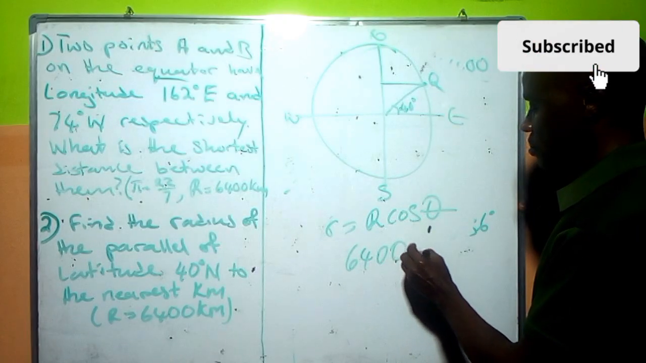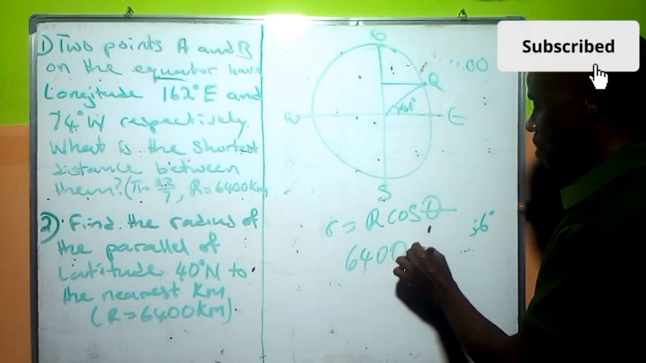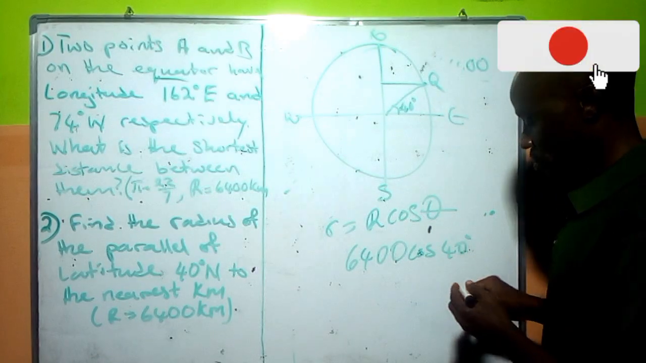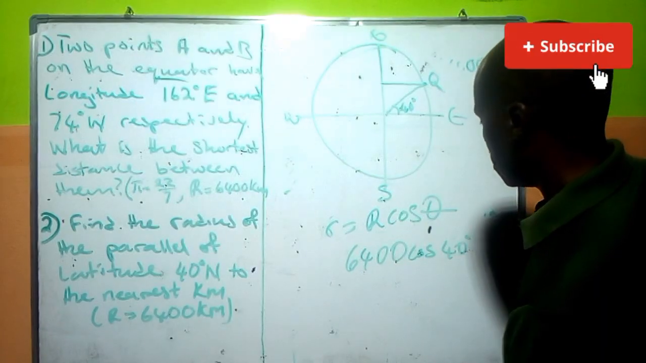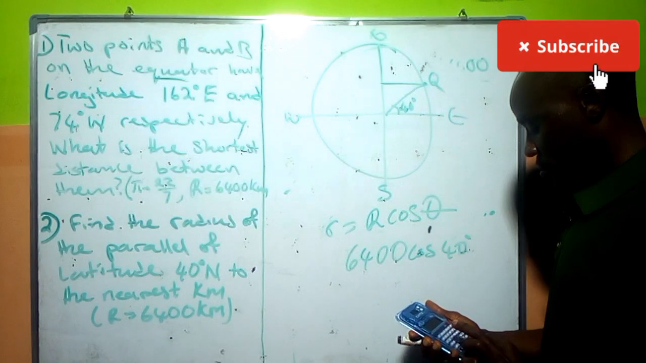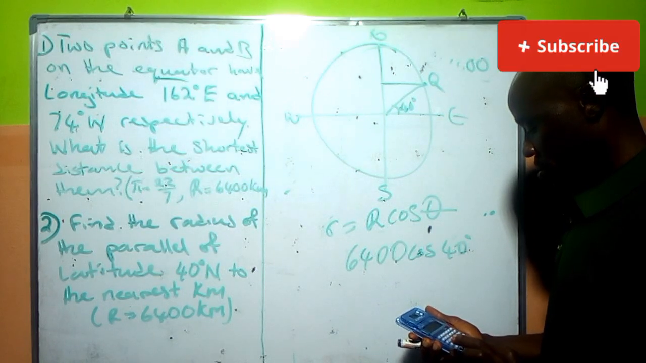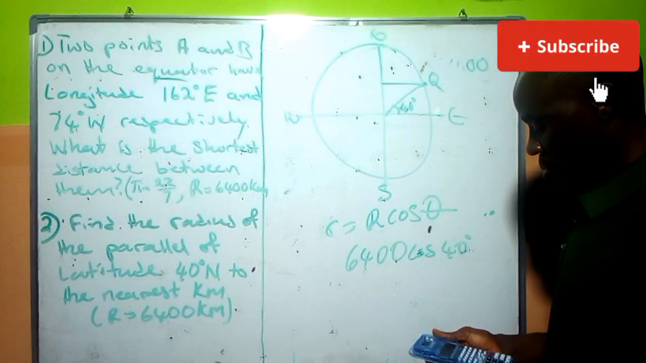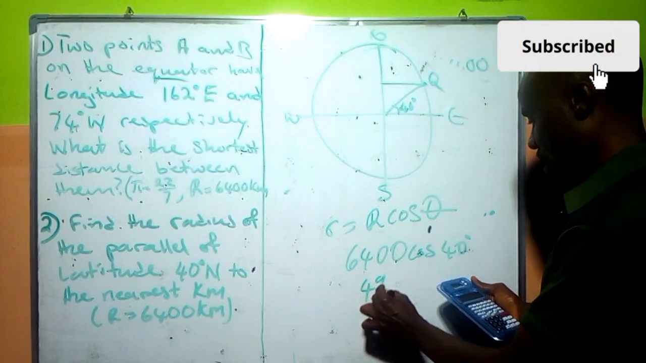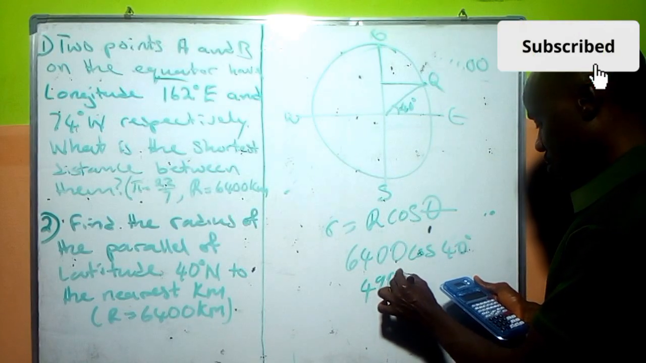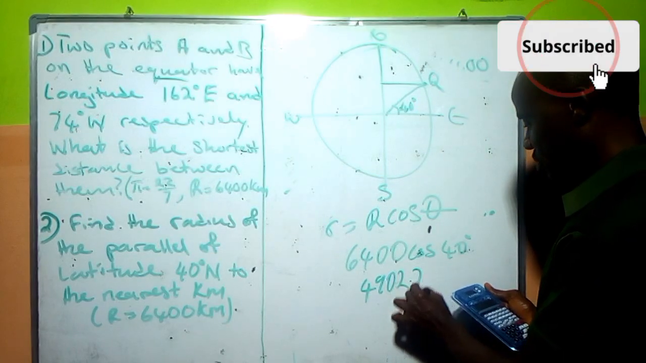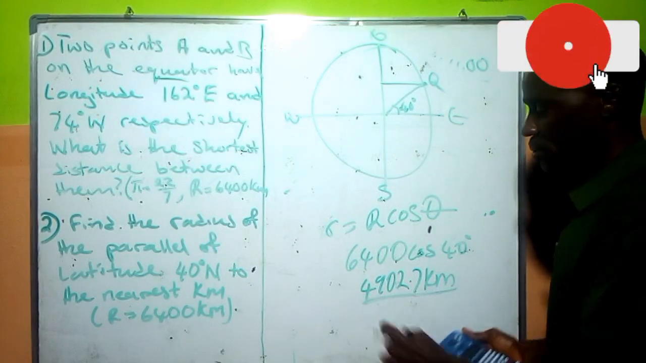Our R there is 6400 cos theta, cos 40 degree. Now let's see what cos 40 degree is. Cos 40 times 6400 will give us 4902. Okay, let's leave it at 4902 kilometer. So that is what it is.